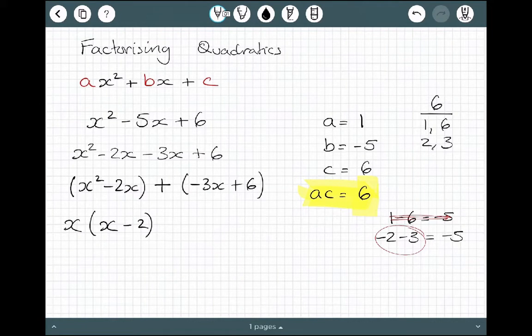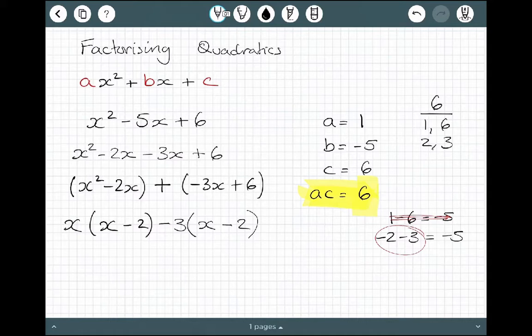And this negative 3 being inside the parentheses hints to us that we should be taking out a common factor of a negative. Because we can see that 3 is common to 3x and to 6, but we want to take out the negative 3. So negative 3 times what is negative 3x? Well, it's just x. Negative 3 times what is positive 6? It is negative 2.